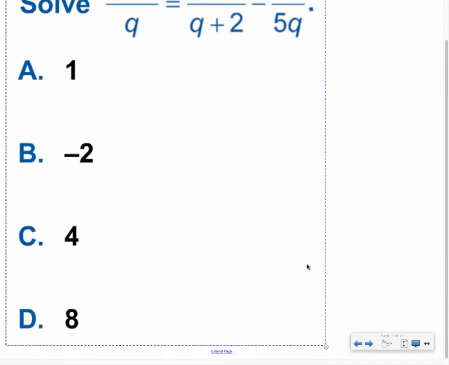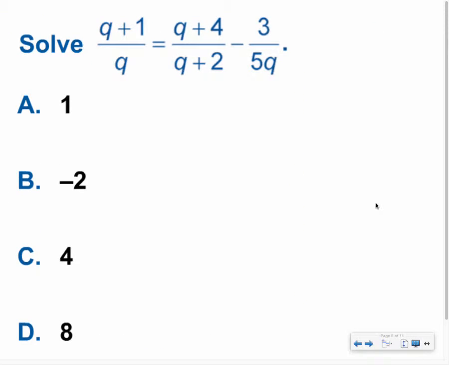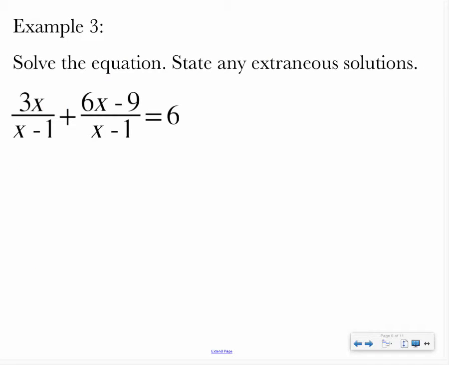Let's have you take a look at this next example and see if you can figure it out. Good luck. Hopefully you ended up with 8 as your answer. If not, be sure to ask either myself or a friend. Let's take a look at our third example.